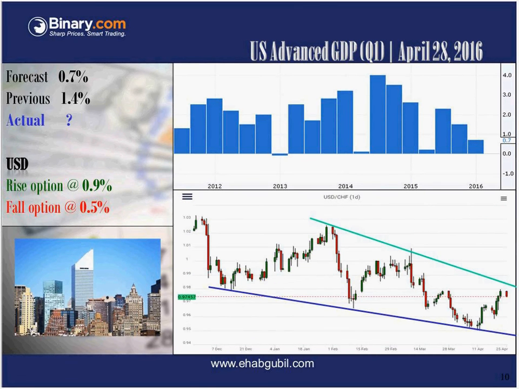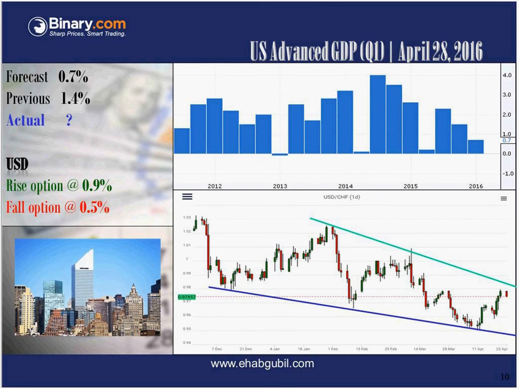US advanced GDP quarter 1 will be released on April 28 at 1:30 p.m. Because this is the release for the first quarter of 2016, we are likely to see plenty of market reaction, especially considering Wednesday's rate decision. It's forecasted at 0.7%, previous release 1.4%.